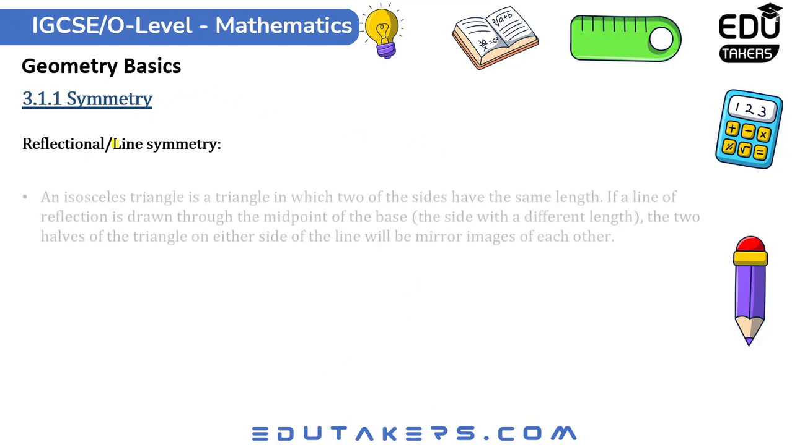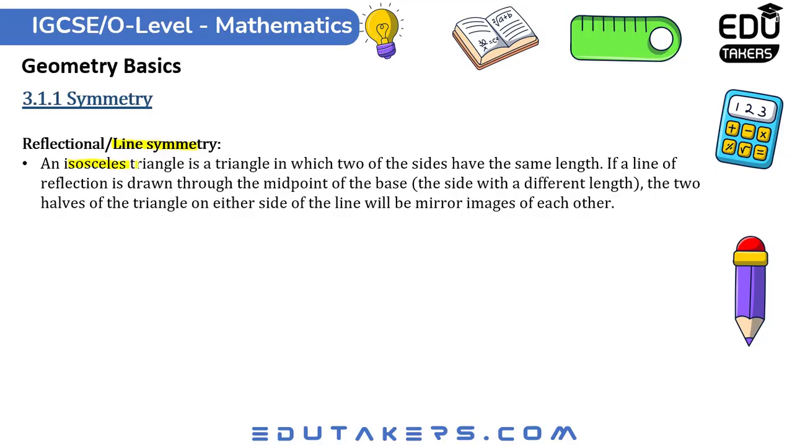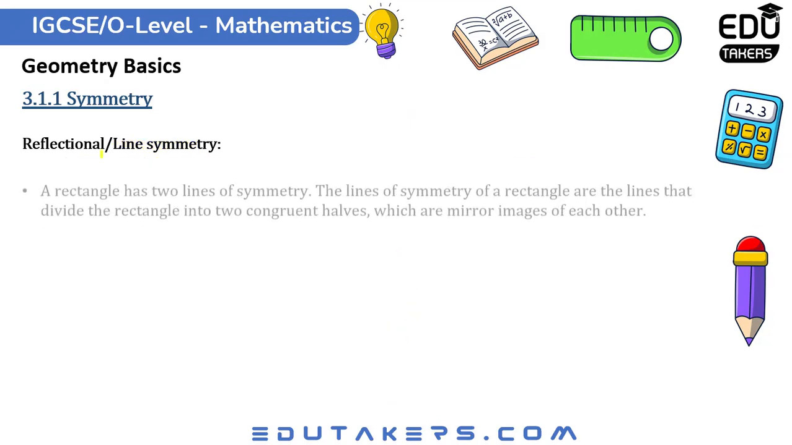Reflectional or line symmetry. An isosceles triangle is a triangle in which two of the sides have the same length. If a line of reflection is drawn through the midpoint of the base, the side with a different length, the two halves of the triangle on either side of the line will be mirror images of each other, as this. Now this half is the mirror image of this half.